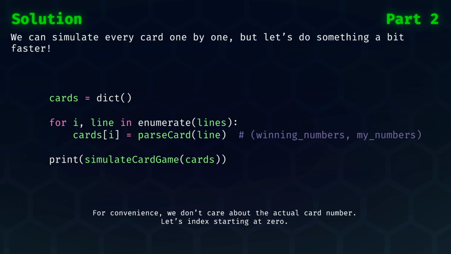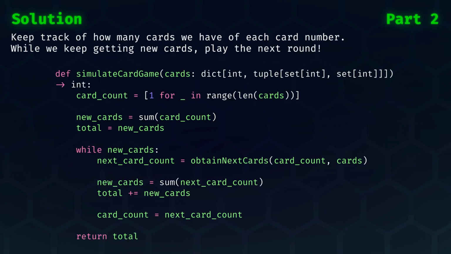For the rest, parsing the cards is the same. Note that we don't care about the real index of the cards, as long as they appear in the same order. So starting our indexing at 0 is convenient for a follow-up step. At the end, we of course need to simulate our card game based on the card data that we parsed. Now let's take a look at that simulation function.